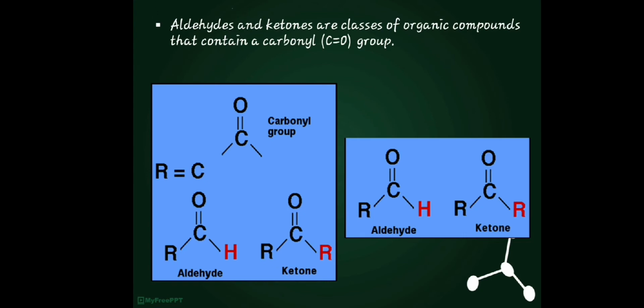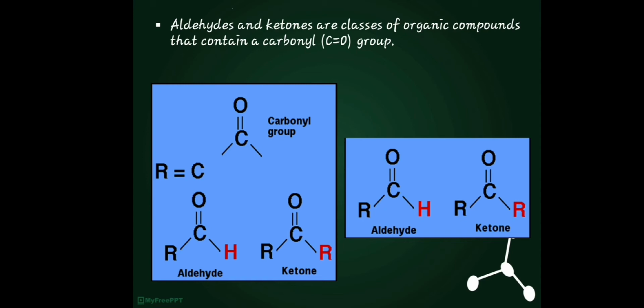So aldehydes and ketones are classes of organic compounds that contain a carbonyl group. As I've said, the similarity of aldehydes and ketones is that they are both functional groups included in the so-called carbonyl group. Why? Because they both share a carbon double bond. Okay, since aldehydes and ketones are similar in sharing a carbon atom, what makes them different?